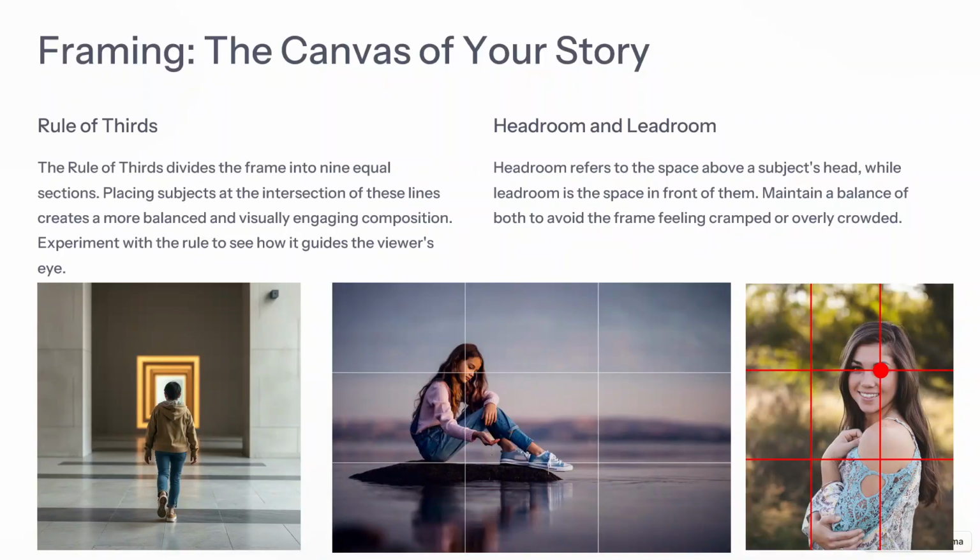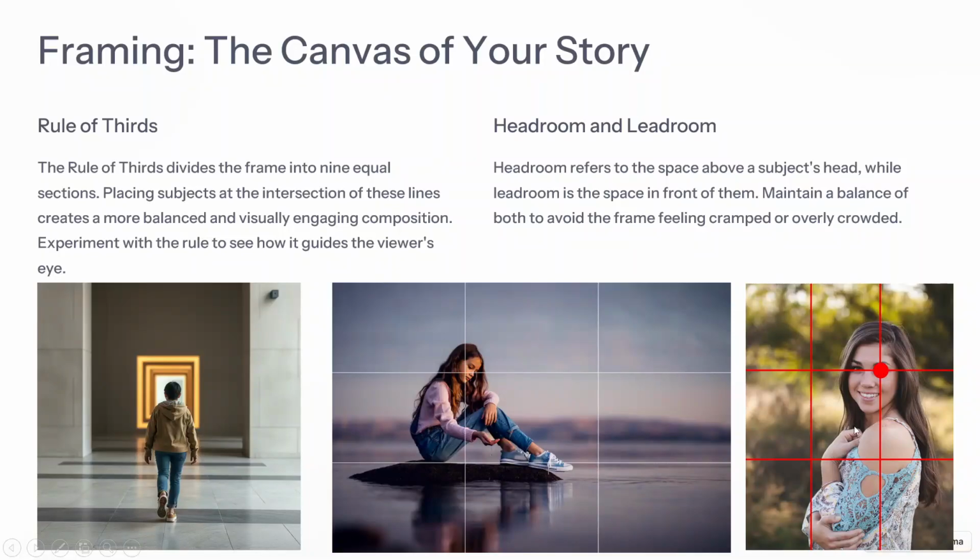Of course, when you get used to the rule of thirds, you can work with it without a grid. But a grid is what will help you to learn about the rule of thirds. The rule of thirds divides the frame into 9 equal sections. Placing the subjects at the intersection of these lines creates a more balanced and visually engaging composition. You need to experiment with the rule to see how it guides the viewer's eye. For example, in this second image here, you see that the main character has been placed on the third axis, thereby working with the rule of thirds.